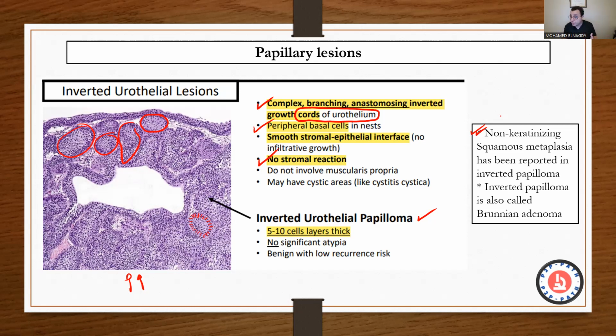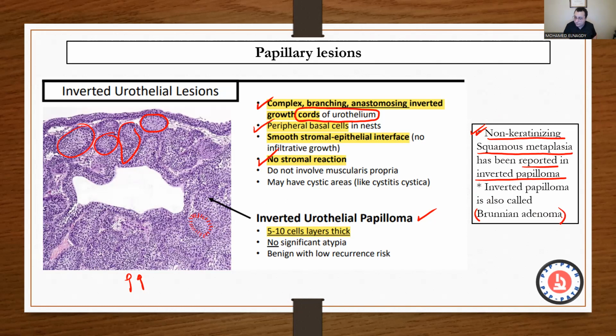Because when I looked at this picture, I said, oh, there is no significant atypia here. I don't see significant pleomorphism. I don't see significant evidence of carcinoma. And there was no stroma reaction in the surroundings. So this is more towards the inverted papilloma. But what are these squamous cells? Squamous cells turn out to be non-keratinizing squamous metaplasia. It's reported in inverted papilloma cases.